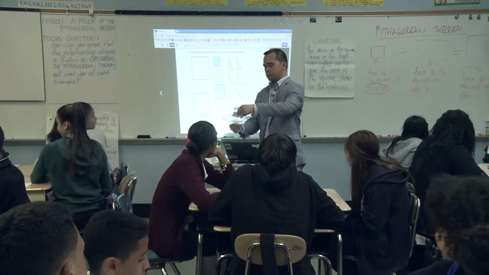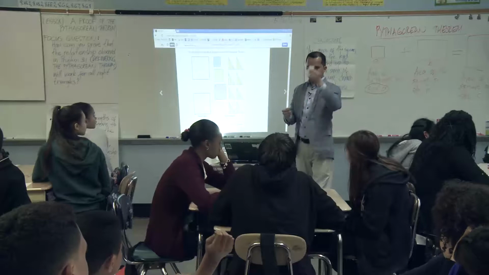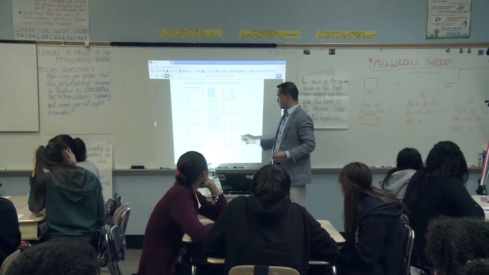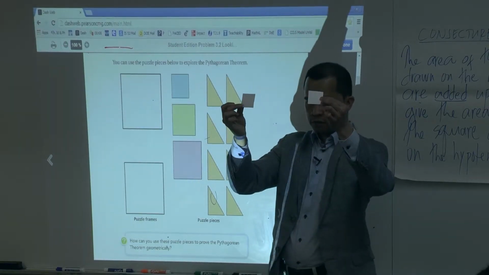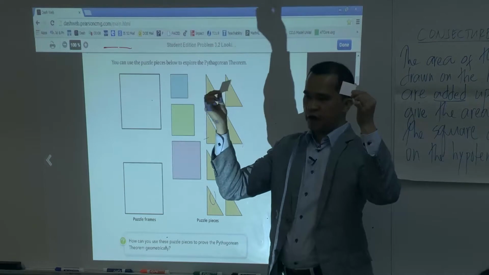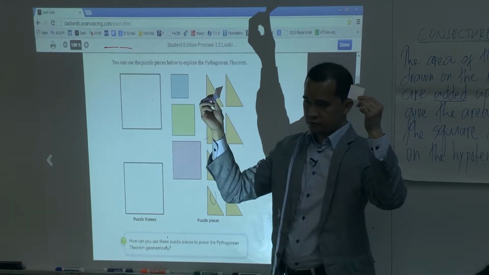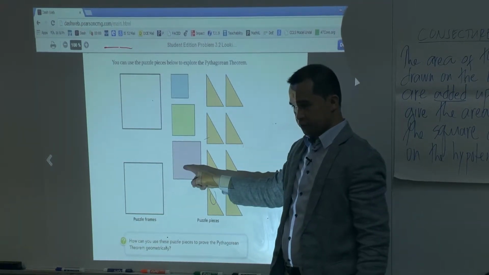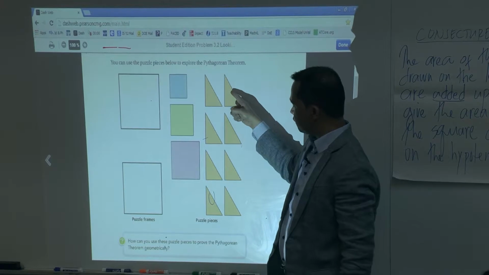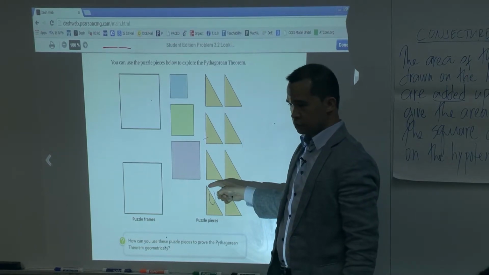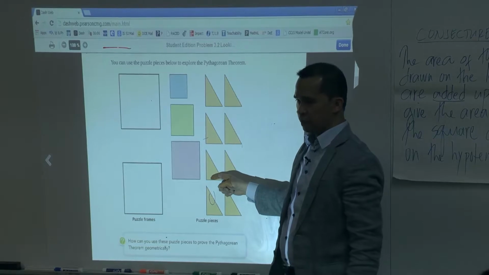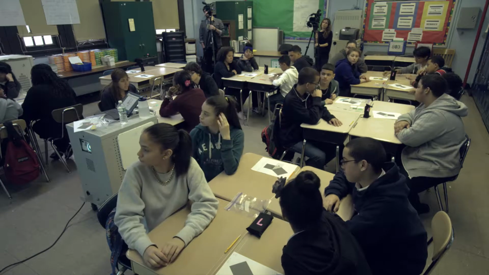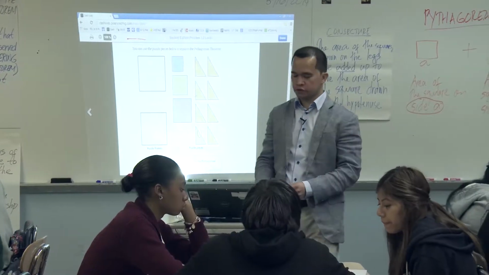I actually used regular copy paper so you can differentiate the frames from the actual puzzle pieces. These are the frames. Did you find the frames? And then you have 3 square pieces. Check your set. And you have 8 triangles. Please raise your hand if you do not have a complete set. Are we good?